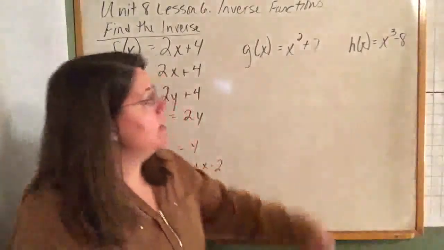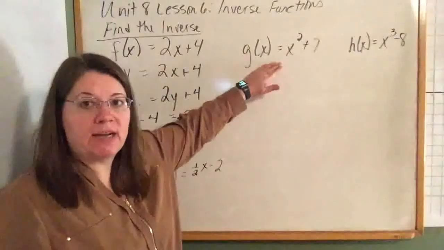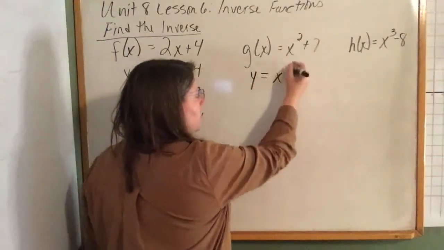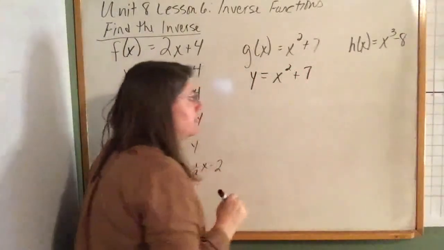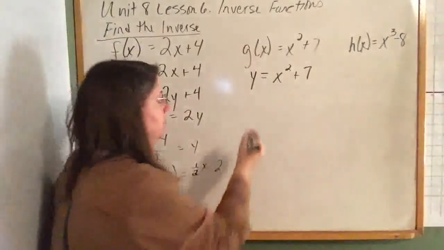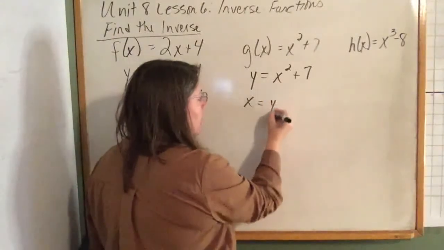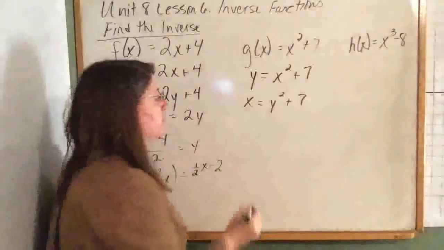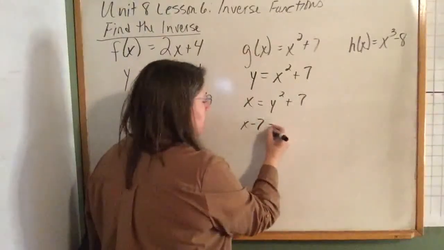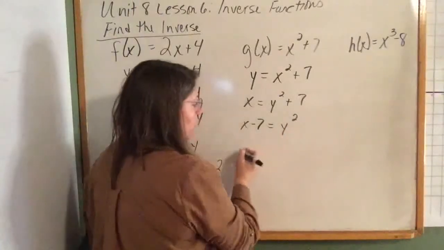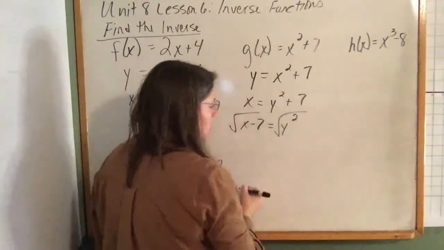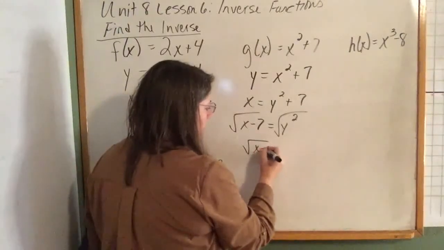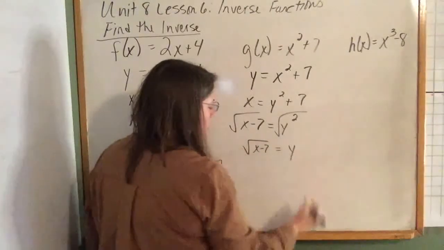Let's do this one, and we're going to find the inverse of g of x. Just like before, g of x is the same thing as y, so I'm going to replace it with y. Then I'm going to switch x and y, so x equals y squared plus 7. Then I'm going to solve for y. So x minus 7 equals y squared. To solve for that, I take the square root of both sides. So the square root of x minus 7 is equal to y.